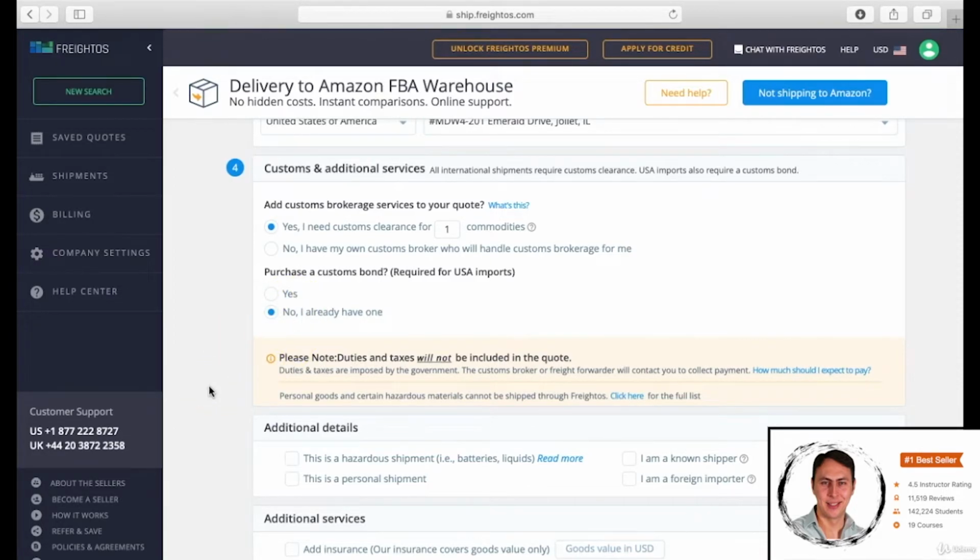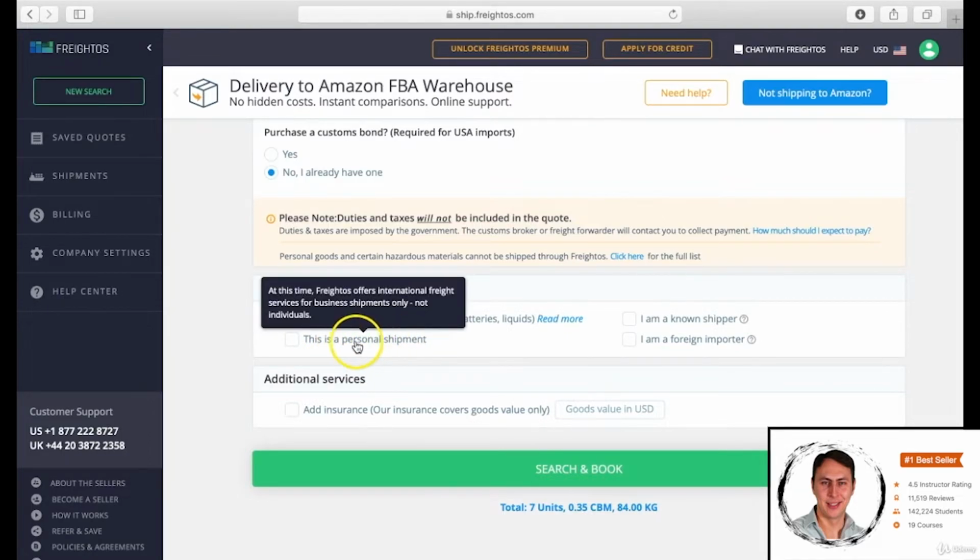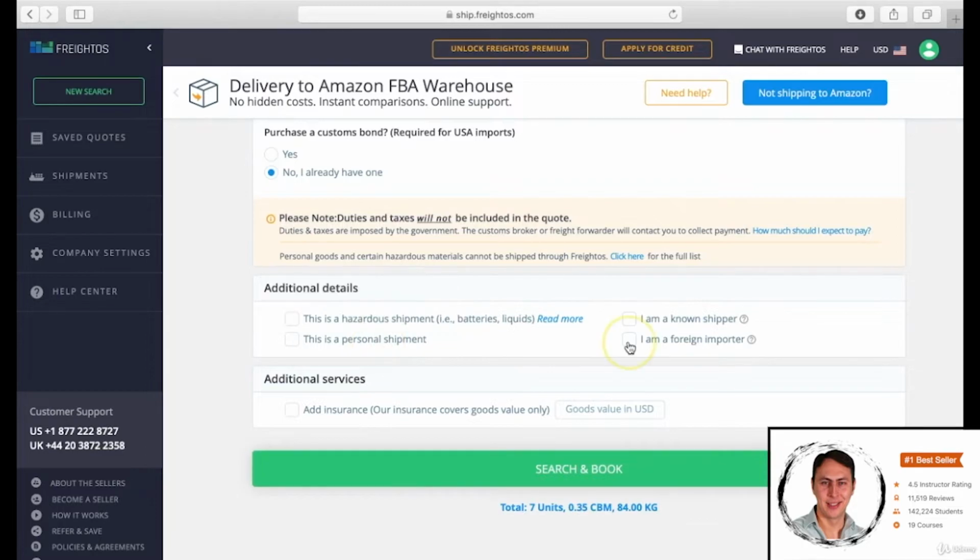Let's continue, there is another section to fill here. Is this a hazardous shipment, i.e. batteries, liquids? If you have any, you should mark the box. Is this a personal shipment? No, it is not, so we are not marking here. There is only one box that you should mark: I am a foreign importer. We are marking this one.